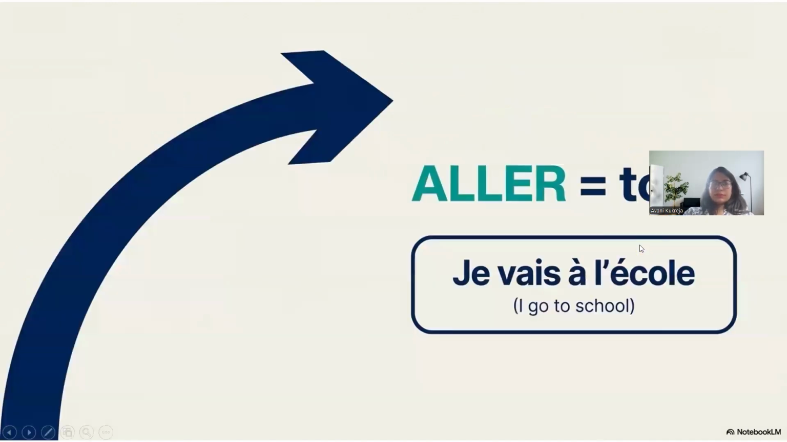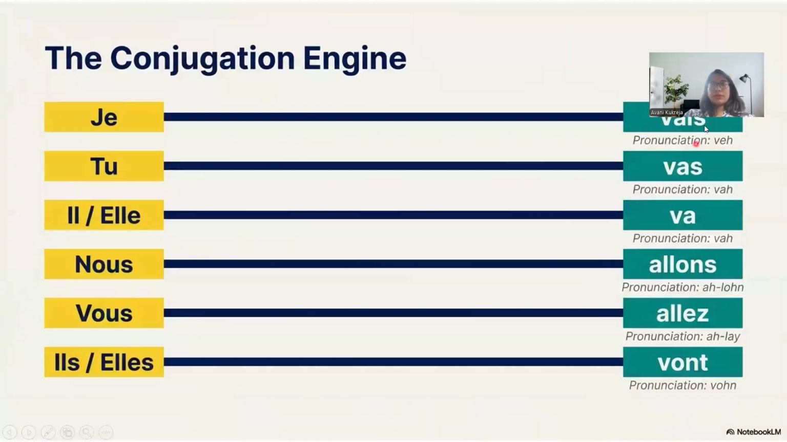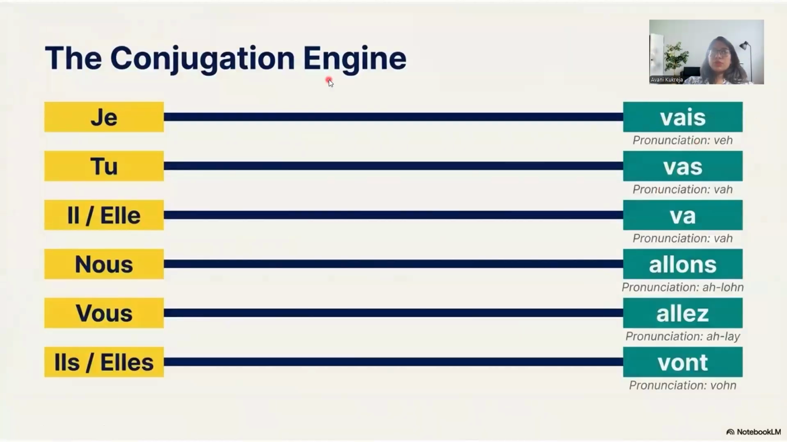Let's get started. The verb aller translates as to go in English. For instance, a small example: je vais à l'école. I go to school, or I am going to school. It can have two translations, remember. In the French language, present simple and present continuous are the same, right? Now, let's learn the conjugation, everyone, and I want you to repeat with me.